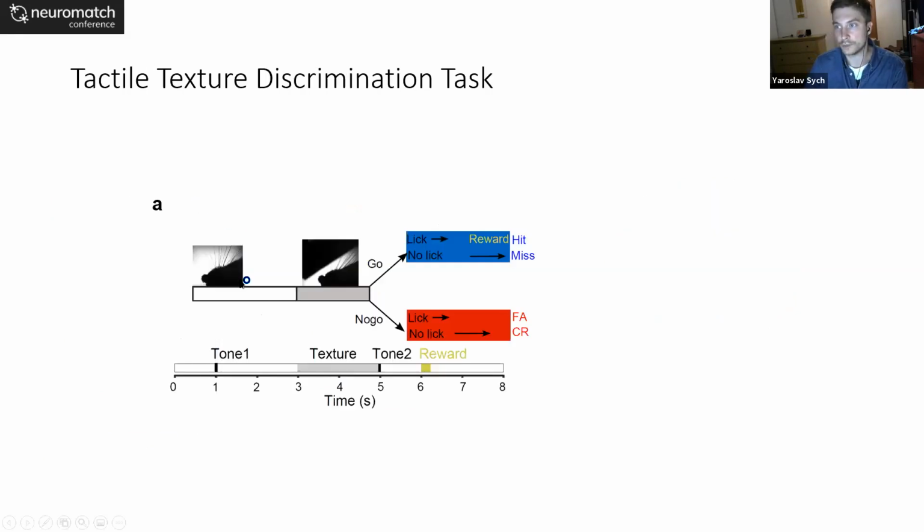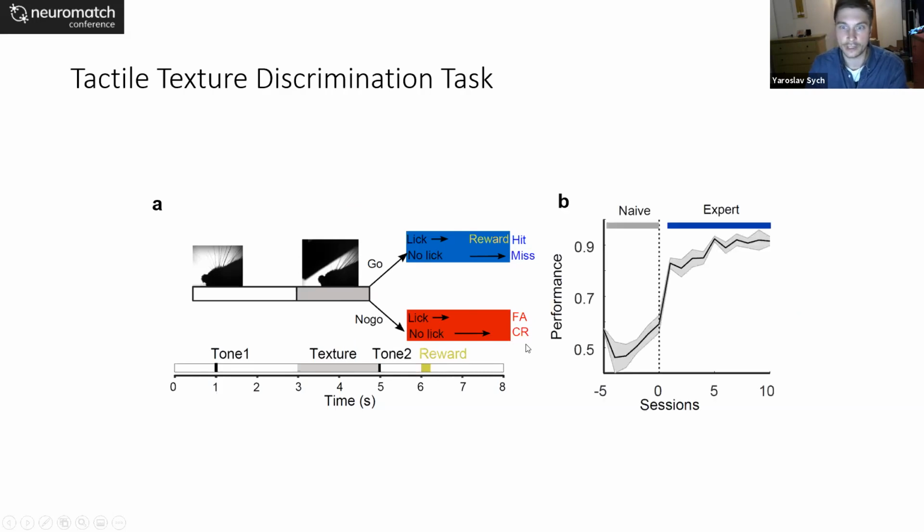Here's the task which mice learn. It's texture discrimination, so the timeline here is important. The texture is presented to the mouse whiskers. It's a head-fixed task. At second number 3, they have to whisk and discriminate between the go and no-go texture. Correct trials would be hit and correct rejection, because for hit, mice have to lick and retrieve a reward, which is given at second number 6. For the no-go texture, they have to omit any action. And of course, they can also do miss or false alarm trials, which would be error trials.